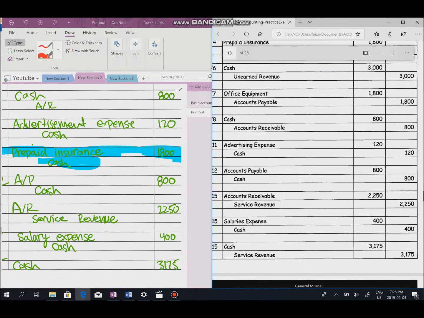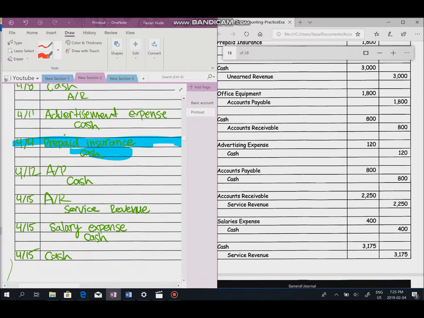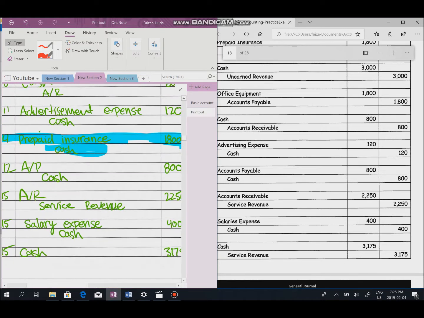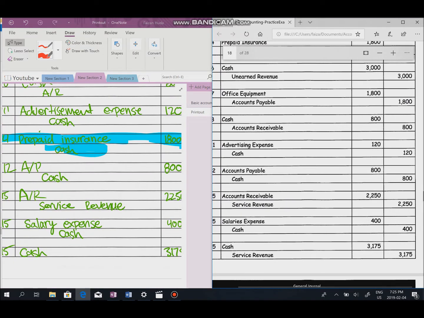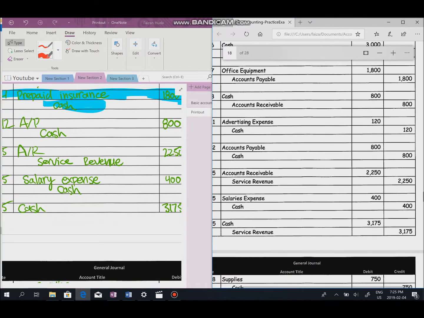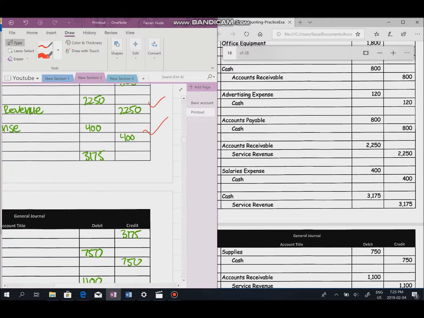Accounts receivable, service revenue. Then once I write everything, I'm right. See, we did everything right so far. Salary expense and cash will be 400. We're right. With cash 375. Service revenue. Yep, we're right.